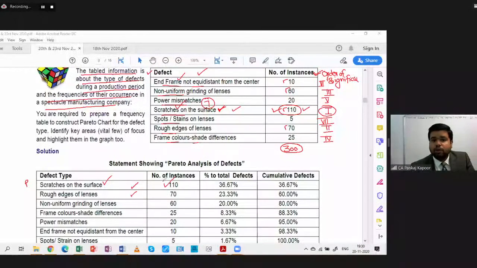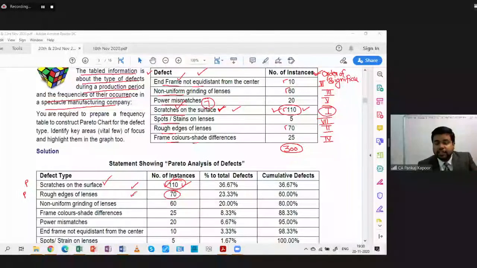By solving the problem, how many defects are we able to reduce? 110. Again, we solve the next problem. But by solving this problem, how many defects are we able to reduce? Only 70. So where is the payoff high, where is the expected benefit high? Obviously in the scratches. So we must write the order of significance in order to develop the sequence in which the defects need to be written.